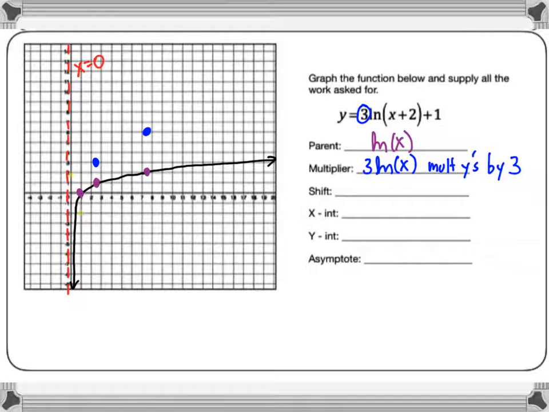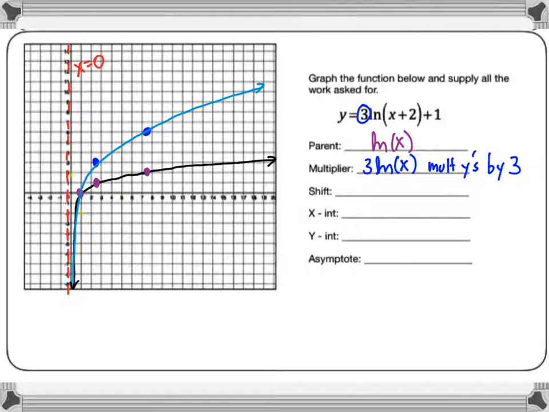And this is going to give us our new graph that's going to look like this coming through here. Let me do it in a different color. But anyhow, the multiplier does not move the asymptote or anything of that sort around. It's going to stay put until we do the shift.